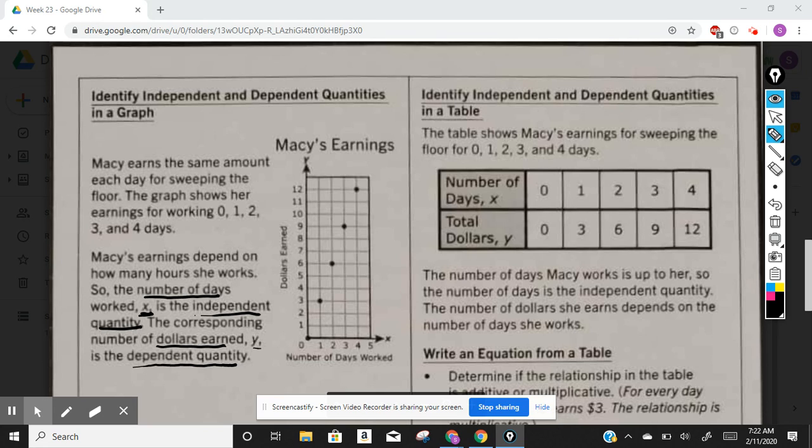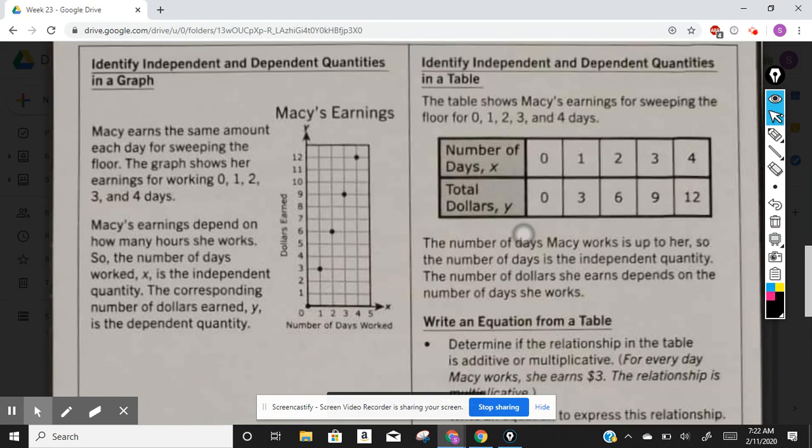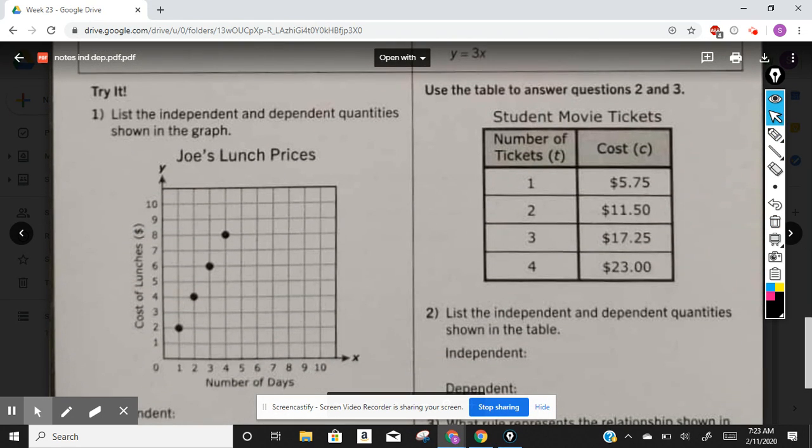So if she doesn't work, she doesn't earn any money, but every day she works, she earns a little bit more money. So the dollars depends on the number of days she works. Okay, that was an example of a graph. Here, we're going to go down. We're going to do the example down here, the try it.